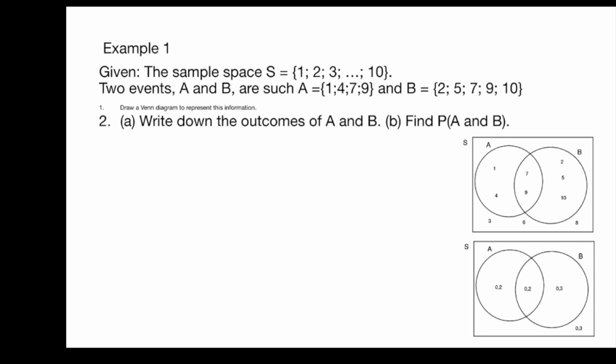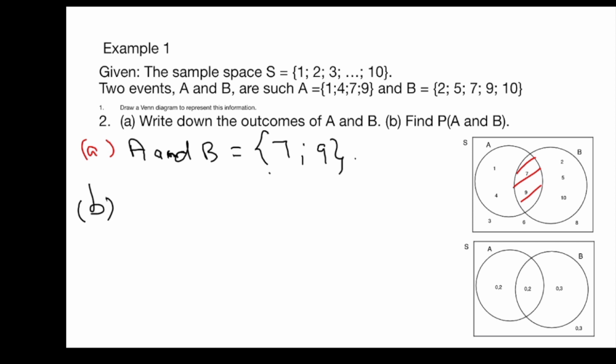Now let's apply this now to answer these other questions. In this question, we want to write down the outcomes of A and B. These are the outcomes. So there is a difference between outcomes and probabilities. So the outcomes of A and B. A and B is that part there. And there we have 7 and 9. So 7 and 9 are the outcomes. So that is our answer for that part.